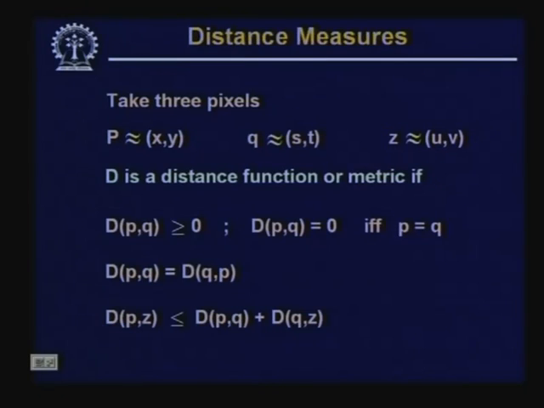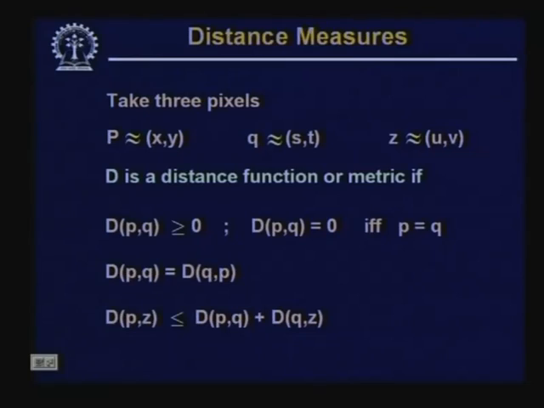We take 3 points here, P having a coordinate x y, Q having a coordinate s t, and another point z having the coordinate u v. Then d is called a valid distance measure or valid distance metric if d p q is greater than or equal to 0 for any 2 points p and q, and d p q will be 0 only if p is equal to q. That is quite obvious, because the distance of the point from the point itself has to be equal to 0.